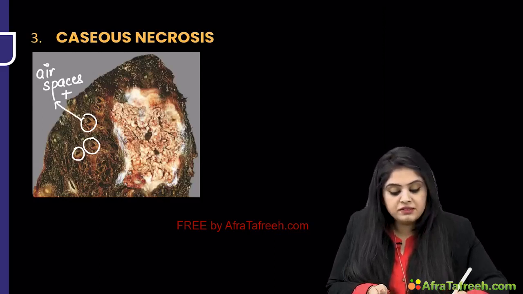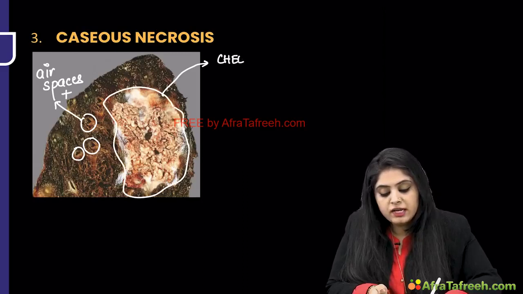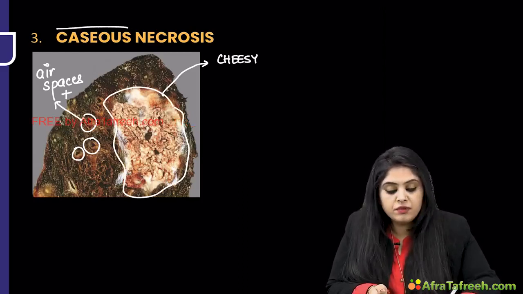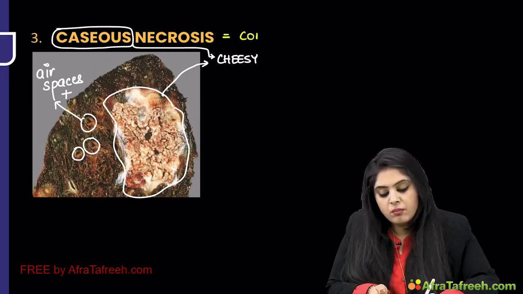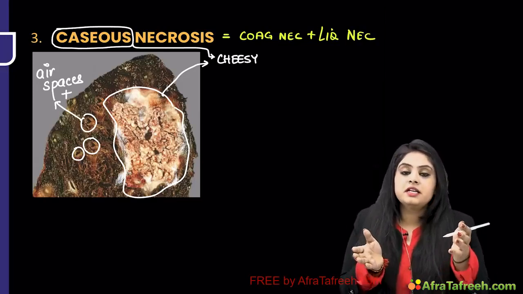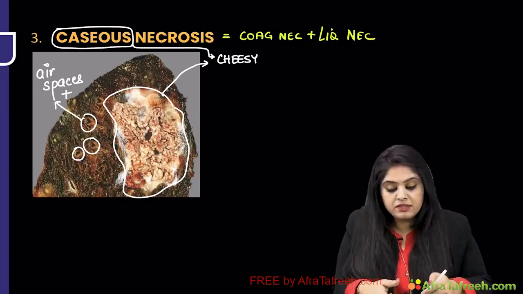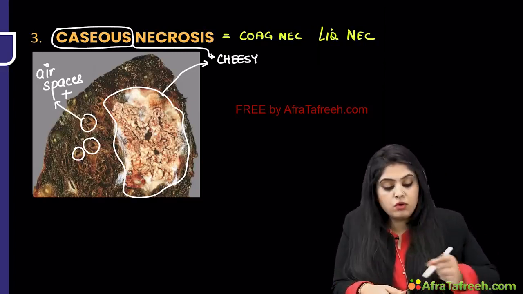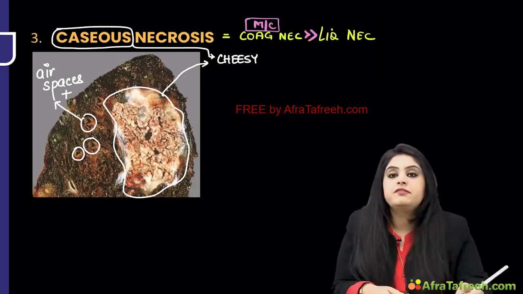Now, having said that, this is showing me this appearance over here, which we call the cheesy appearance. It's looking like cheese, white like cheese, and that is the meaning of the word caseous. Caseous refers to cheesy appearance. So why is that happening? Please remember, caseous necrosis is a combination of coagulative necrosis and liquefactive necrosis. It's a combination of both. So if the examiner asks, caseous necrosis is coagulative or liquefactive or both, I would say both. But if the examiner says, no, pick up one of them, select the more common one. So remember, it is more commonly coagulative necrosis than liquefactive.